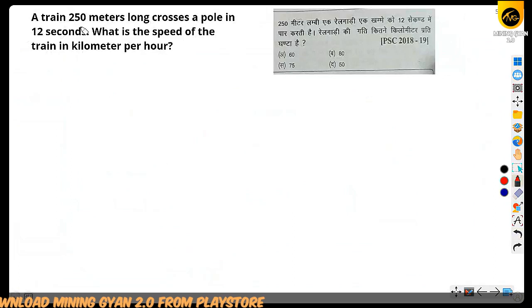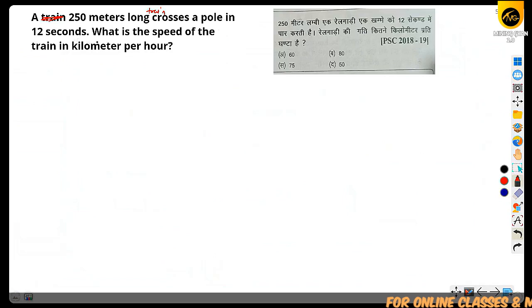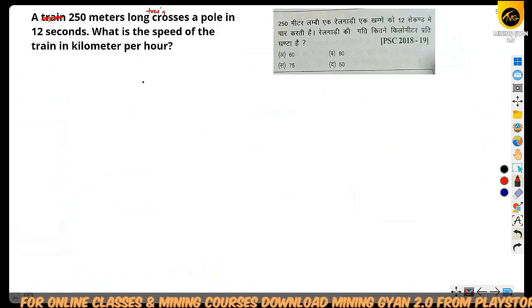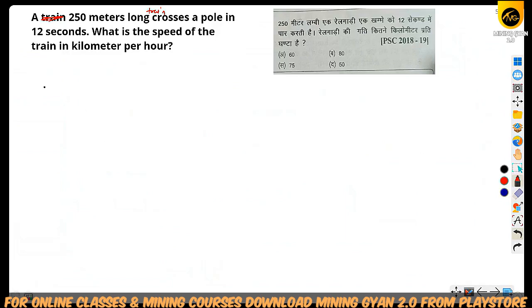Okay. Question number 3 is, a train 250 meters long crosses a pole in 12 seconds, what is the speed of the train in kilometer per hour? So basically we have a train, the length of the train is 250 meters, which can cross the pole in 12 seconds. We have to find the speed of the train in kilometer per hour.